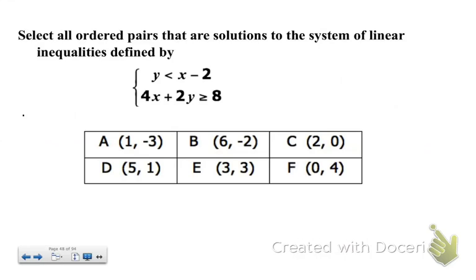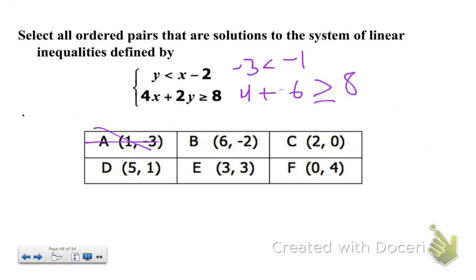Okay, so if I plug in (1, -3), I get -3 less than 1 minus 2, which would be -1. So that one's true, but then 4 times 1 is 4 plus -6 would be -2, which is not greater than or equal to 8. So do not click A.